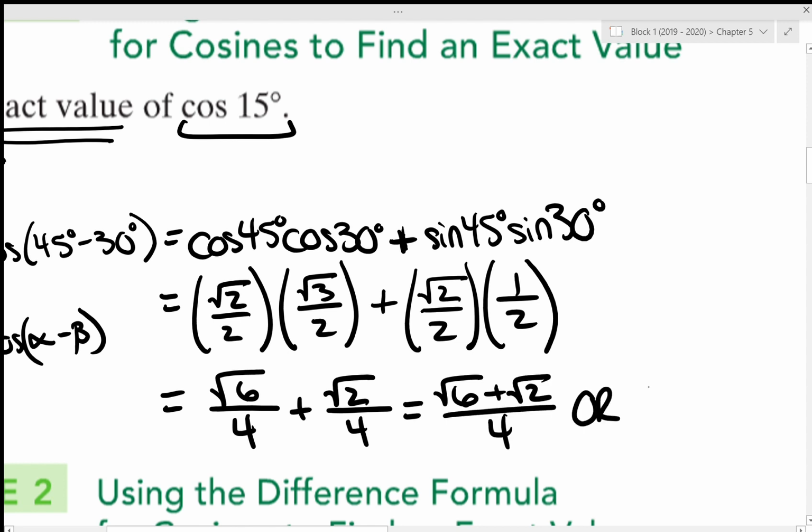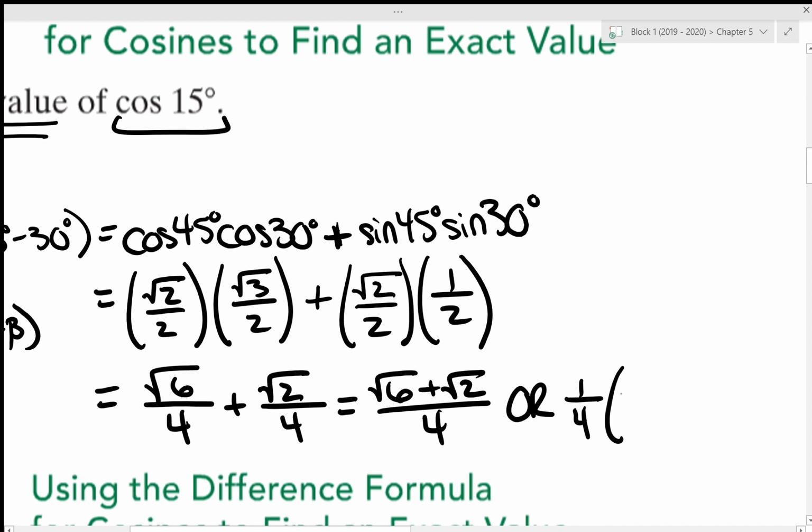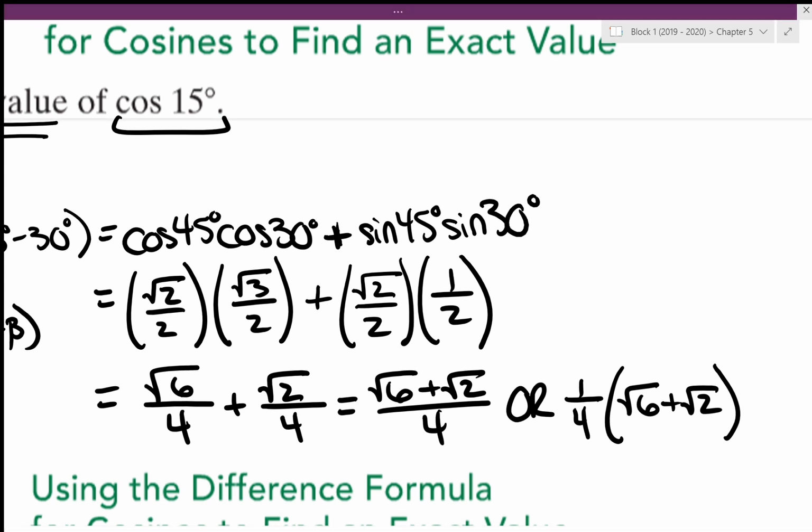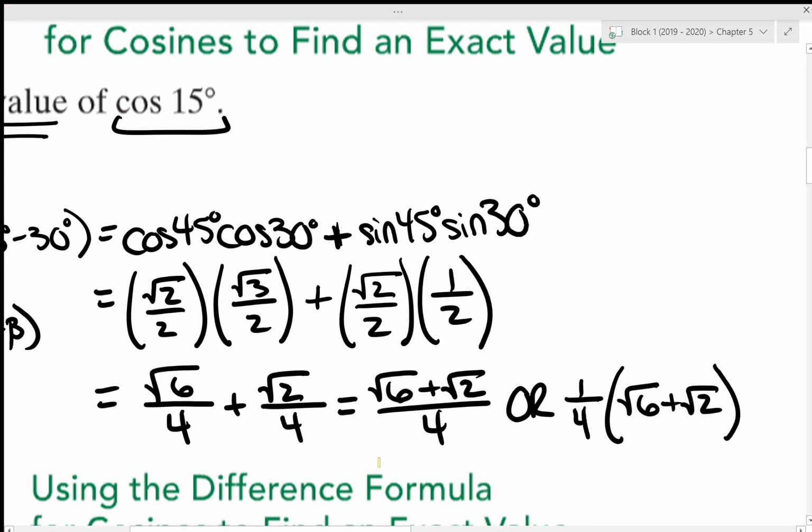Or you could also see it written as, technically this is 1/4, because dividing by 4 is the same as multiplying by 1/4, right? So 1/4 times the square root of 6 plus the square root of 2. This is the answer, either one, for cosine of 15 degrees.